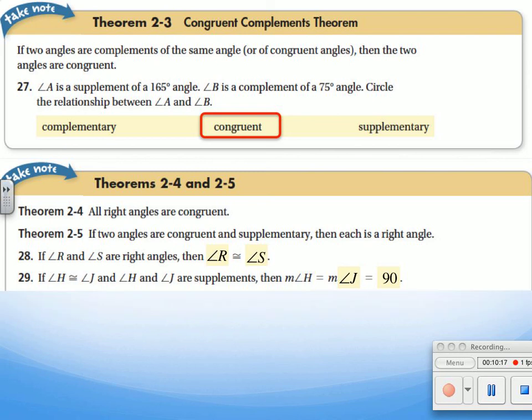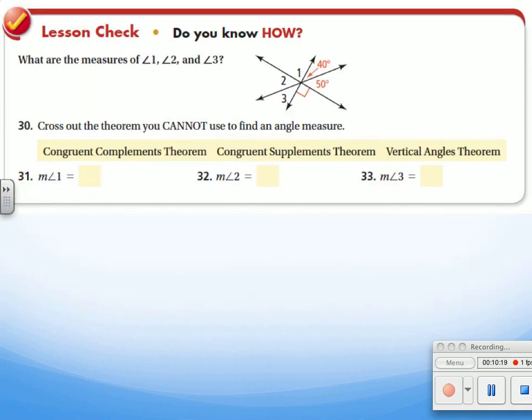So let's go quickly check our lesson as we finish up. What are the measures of angle 1, angle 2, and angle 3? So we're going to cross out the theorem that we cannot use to find the angle measures. We could use the congruent complements theorem because angle 1 and 3 together are complementary angles.